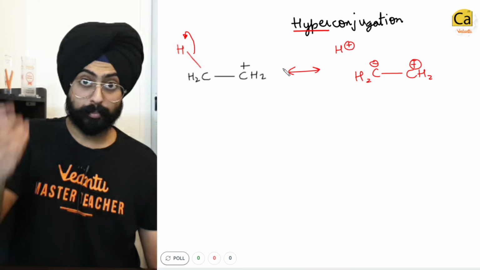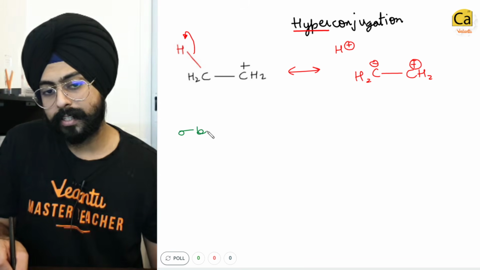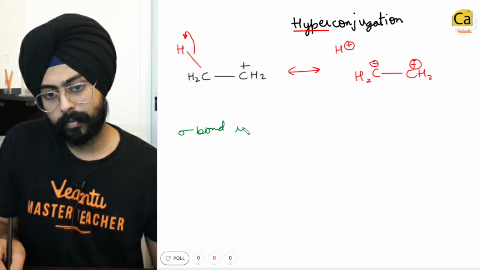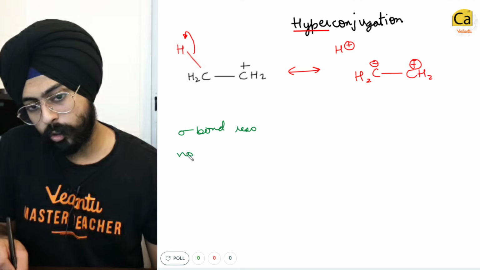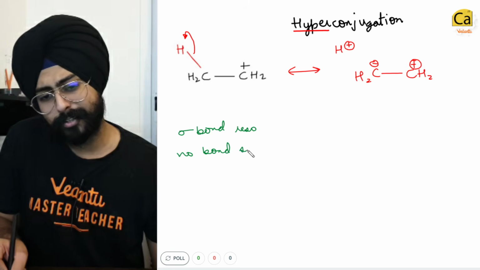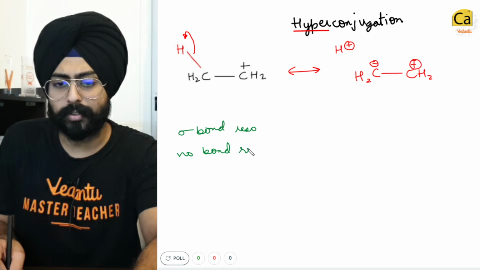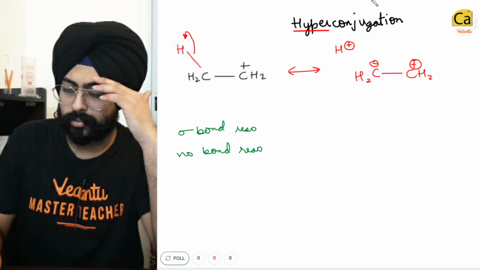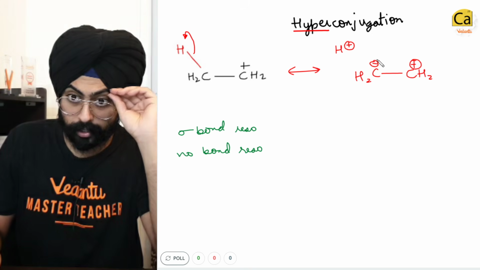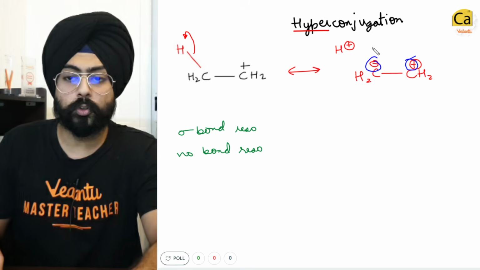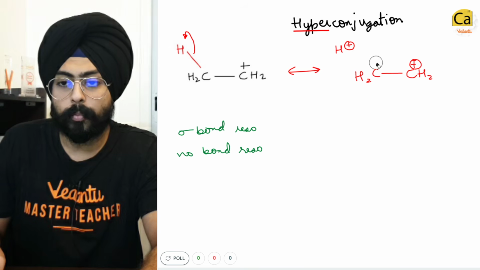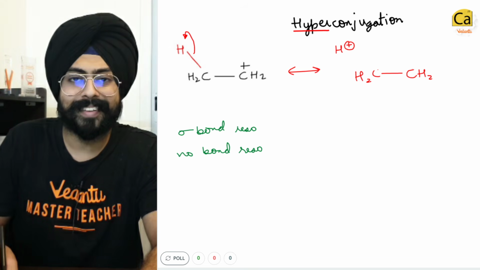So this hyperconjugation is also known as sigma bond resonance. It is also known as no bond resonance. Just fancy words for hyperconjugation, okay? So no need to worry about the nomenclature over here. Fine. So over here, do you realize that negative and positive close together, I can essentially form a double bond out of this.